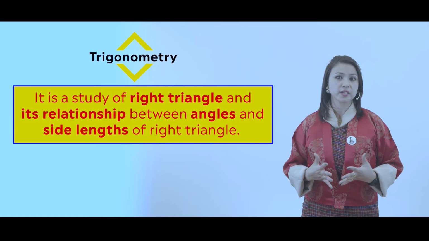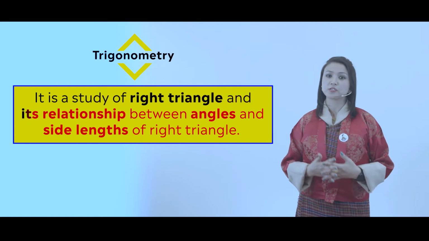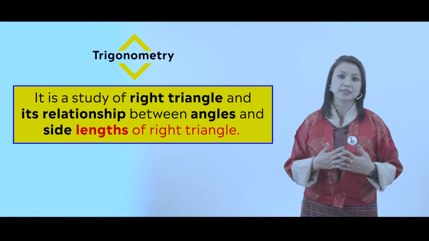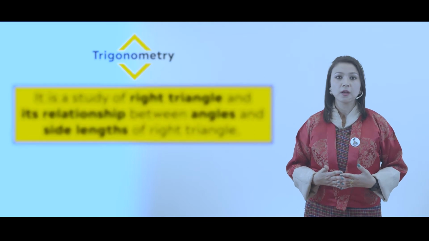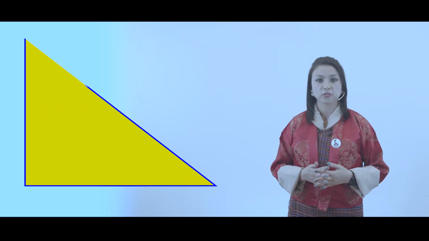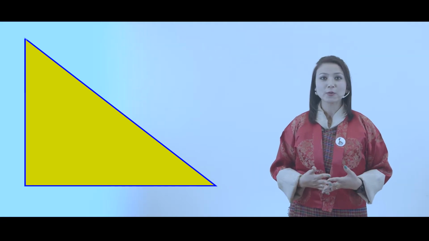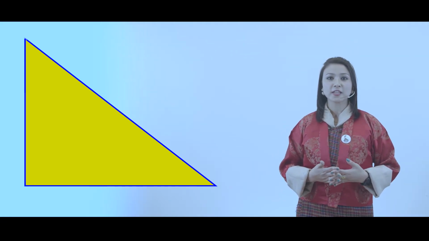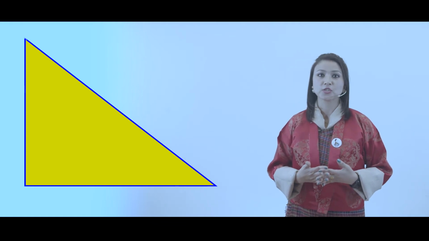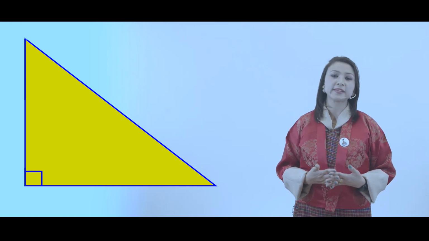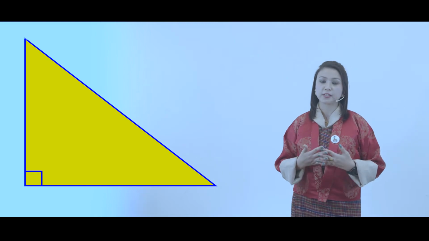Basically, trigonometry is the study of right triangles and its relationship between angles and side lengths of a right triangle. Well, in mathematics, we have learned about different types of triangles, but trigonometry deals with one kind of triangle, and that is a right triangle or right-angled triangle. As we all know, a right triangle always includes one right angle that is usually marked with a small square right angle symbol for us to identify it.